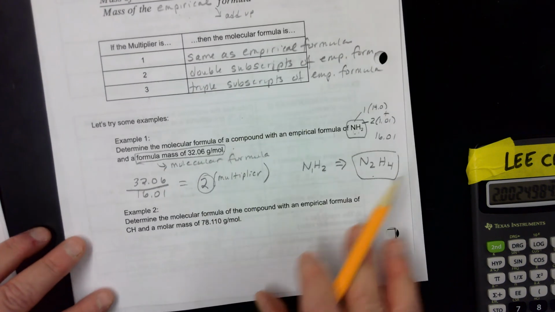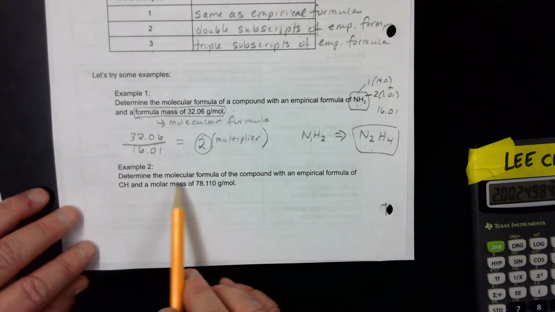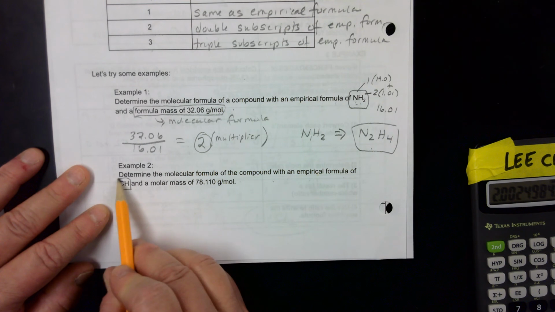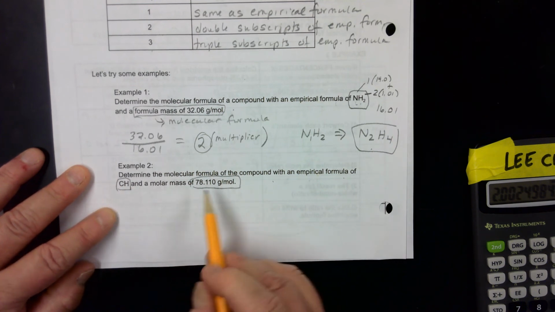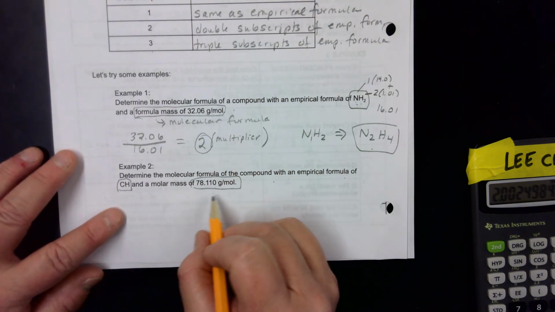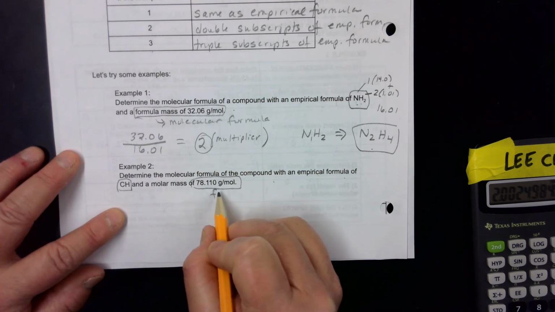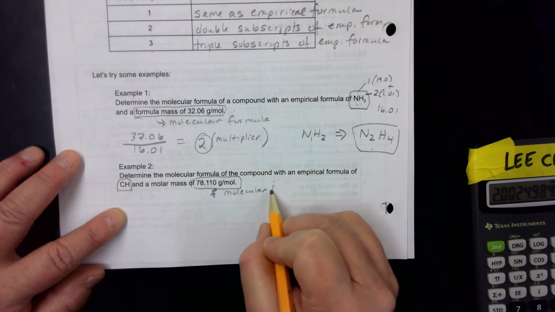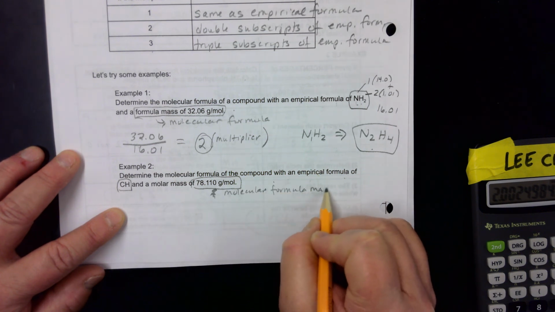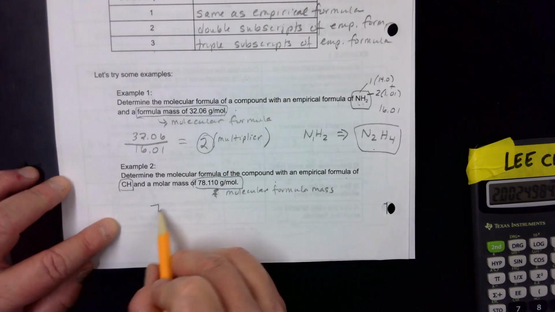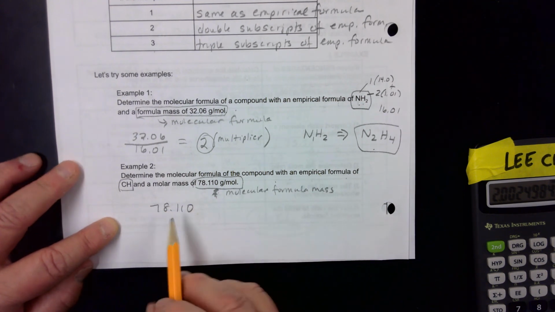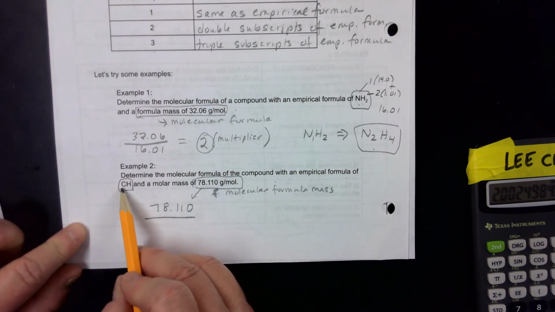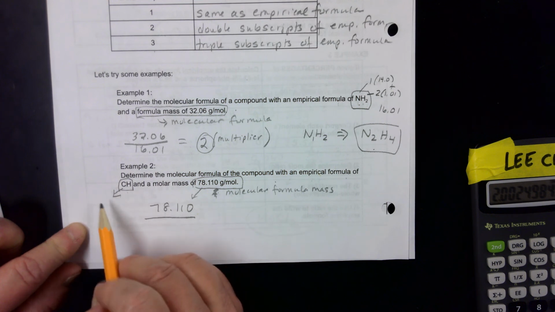Let's take a look at one more example here. Determine the molecular formula of a compound with an empirical formula of CH and a molar mass of 78.110. So molar mass, basically they are telling us that this is our molecular formula mass. So you take the molecular formula mass of 78.110, that's what goes on top. Then you have to take the empirical formula and figure out what the mass of that empirical formula would be.